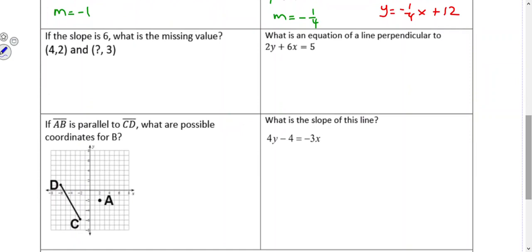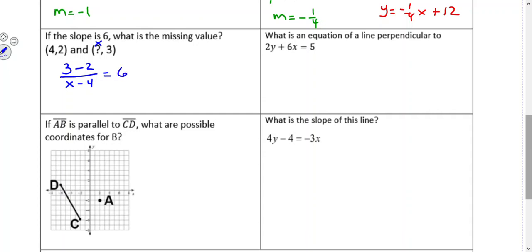Next question is asking us to use the slope formula to find a missing value in an ordered pair. A little different than we're used to, but we can certainly figure it out. Let's go ahead and use our missing value as the variable x, and we can set up an equation for what we're missing. So we know we're looking for slope. We would be doing y2, which is 3, minus y1, which is 2, over x2, which is x, minus x1, which is 4, and we know this is going to equal 6.